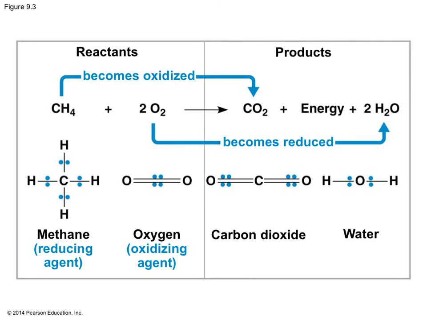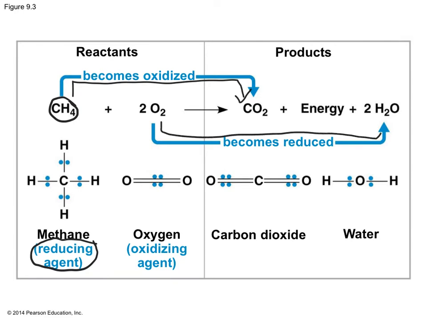Let's take a look at a little more complicated example in this figure, and we can see all this terminology come into play. First of all, we have methane over here. This is the compound that is going to be the electron donor. So it's going to lose electrons or become oxidized into carbon dioxide over here. And because it is the donor, methane is referred to as the reducing agent. Over here we have oxygen. Oxygen is going to gain electrons or become reduced. And because it is the one receiving the electrons from methane, it is referred to as the oxidizing agent.